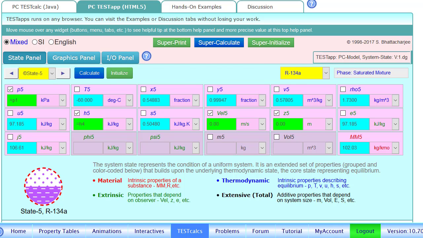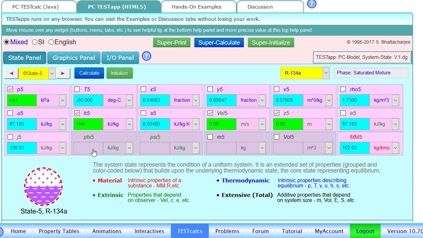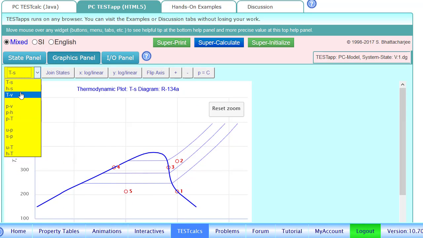So now the last part of the problem is to plot all of these properties on a TS diagram. So TEST has this capability. Go back to TEST. And since we have all 5 properties that we're looking for, we can go to the graphics panel and it automatically opens a TS diagram. You can switch to different diagrams, such as HS or TV, but we're looking for the TS diagram in this problem. Just play around with this, it's really helpful.